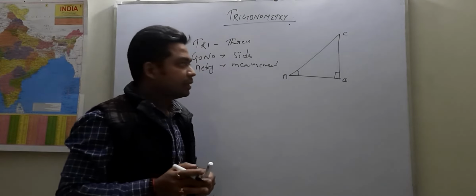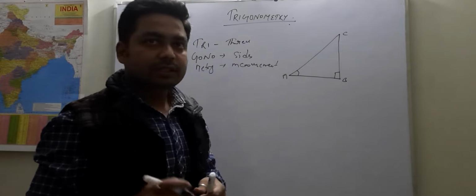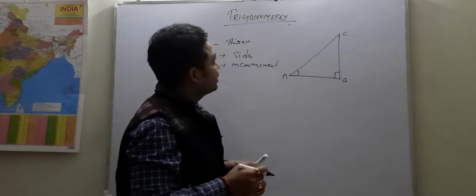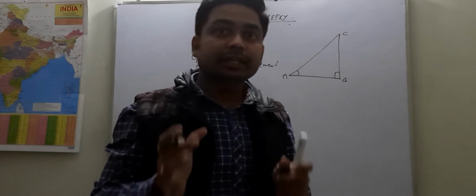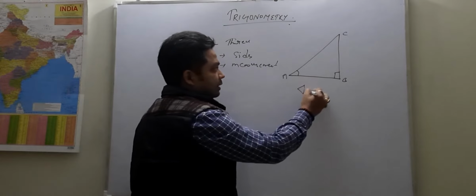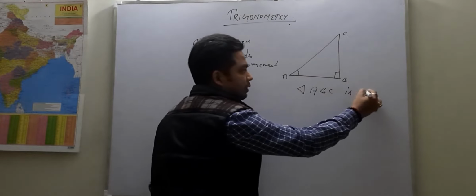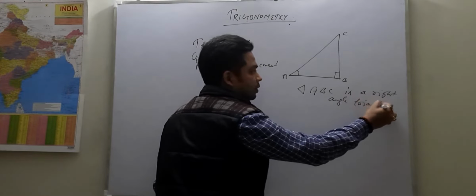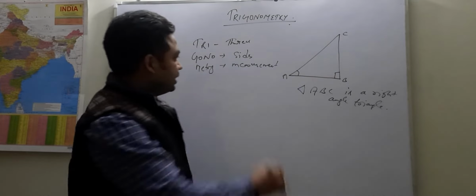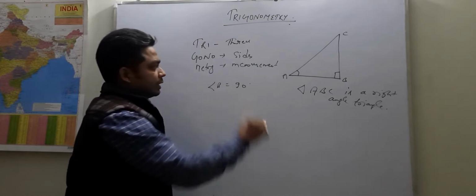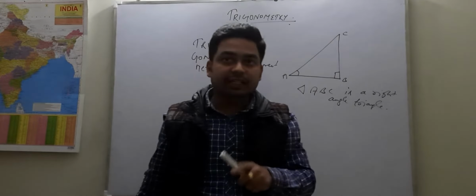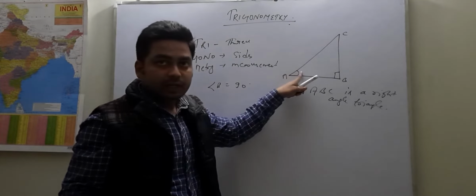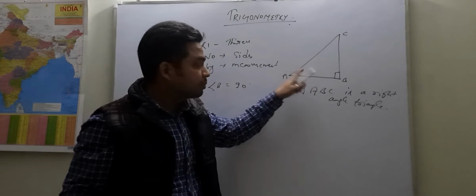So we'll start. First of all, we'll see the trigonometric ratios. What are the trigonometric ratios? The ratios of the sides and angles of a triangle. Basically, trigonometry performs the trigonometric ratios in a right angle triangle. Suppose this triangle ABC is a right angle triangle. If angle B is 90 degrees, then angle A and C are acute angles. We will find the trigonometric ratios with respect to angle A.